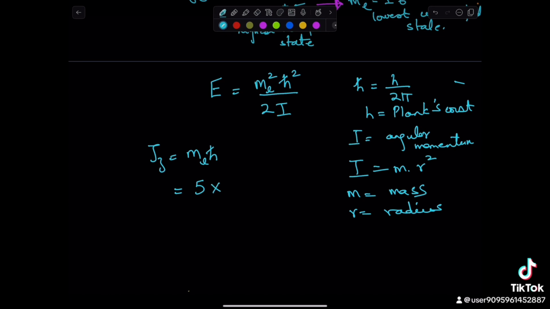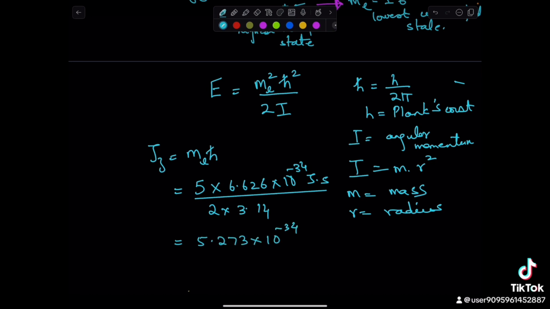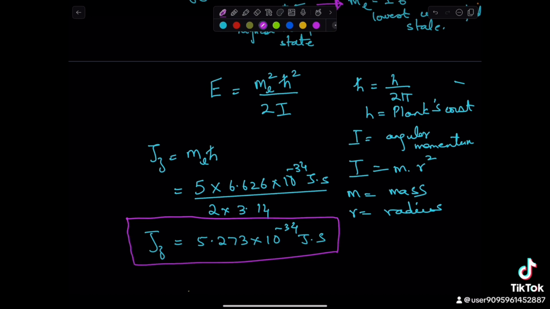That times ħ, which is 6.626 times 10 to the negative 34 joule seconds over 2 pi, which is 2 times 3.14. That gives us 5.273 times 10 to the negative 34 joule seconds. So this is the angular momentum of the highest occupied level.